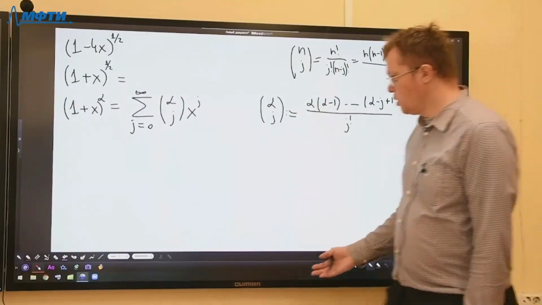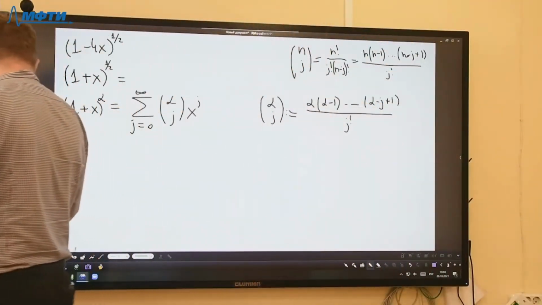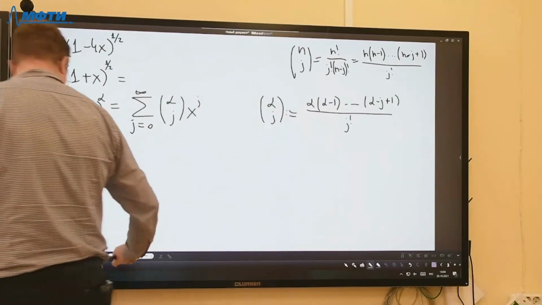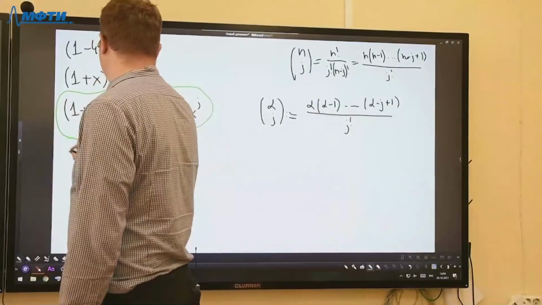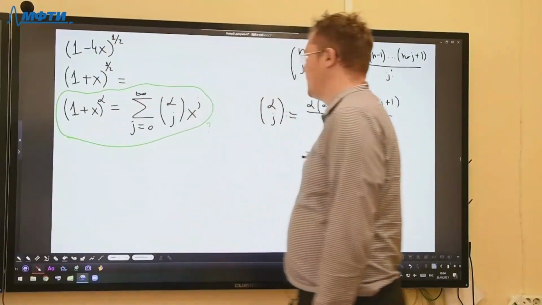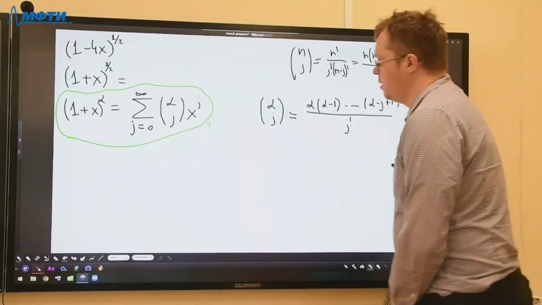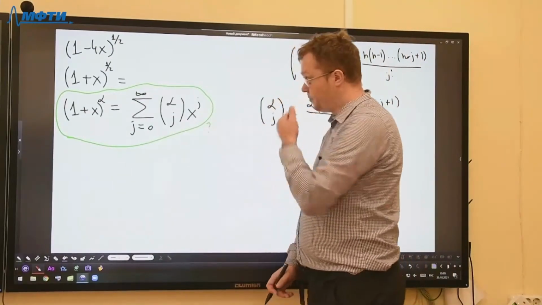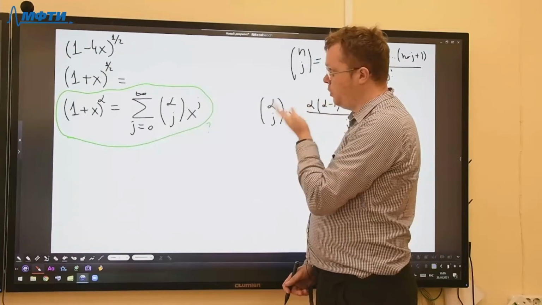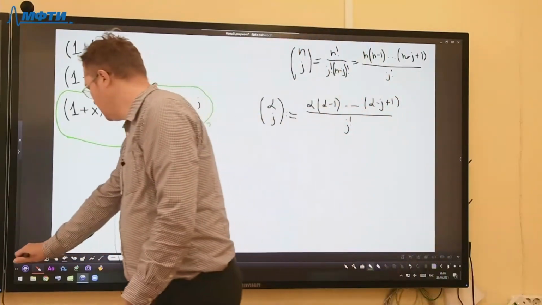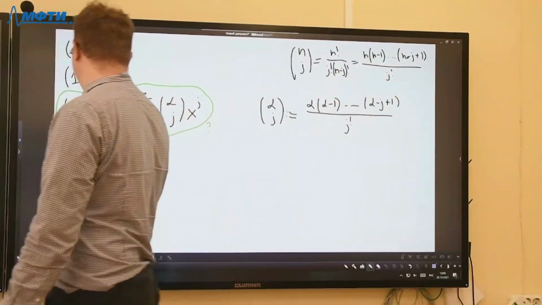And so the question is, why does this formula hold? So is it true that (1 plus x) to the power alpha has this form of a power series? What does it mean that it holds? Actually, we need only one property of the formula.